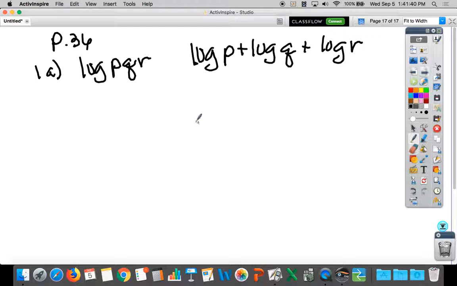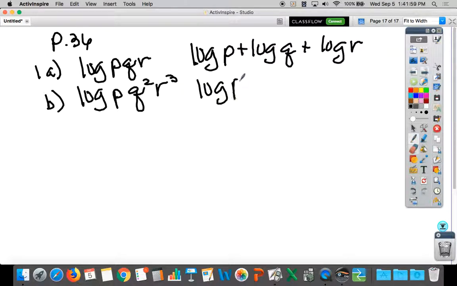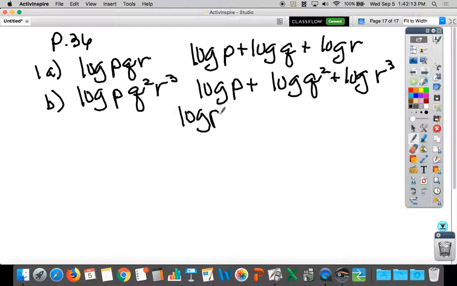Okay. Let's look at B. I have log P, Q squared, R to the 3rd. So I have product and power in this one. So I'm going to take it the long way around, then you're going to start seeing me just go ahead to the final. That's log P plus log Q squared plus log R to the 3rd. But that's not fully expanded. So it's log P plus 2 log Q plus 3 log R.